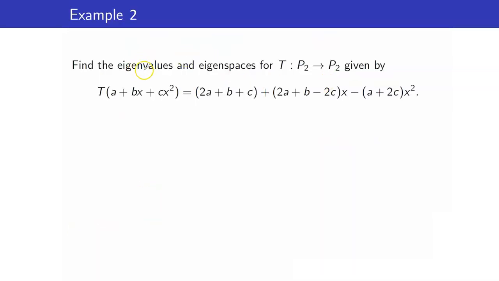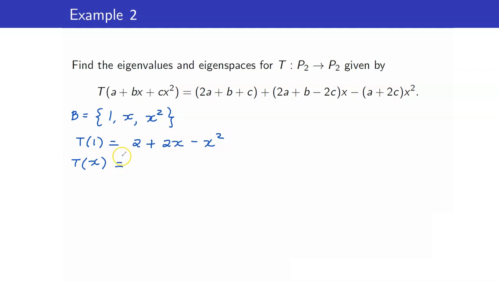Next, let us find the eigenvalues and eigenspaces of this linear operator. We take our B to be the standard basis for P2, which is 1, x, x squared. Let us get the images of these elements. T of 1, so that means a is 1, b and c are all equal to 0. So we get 2 plus 2x minus x squared.